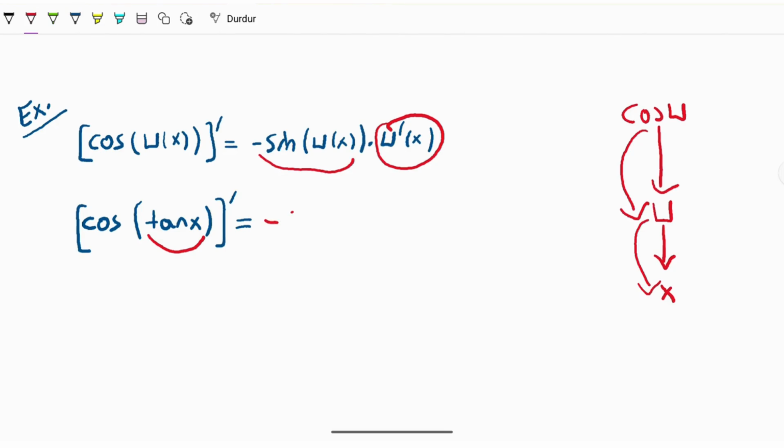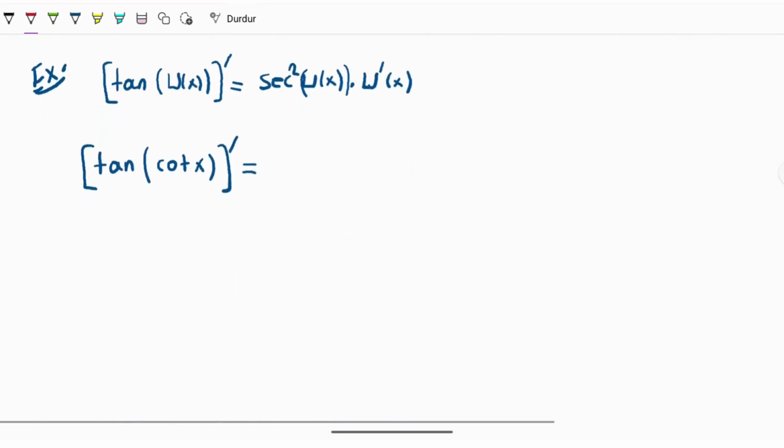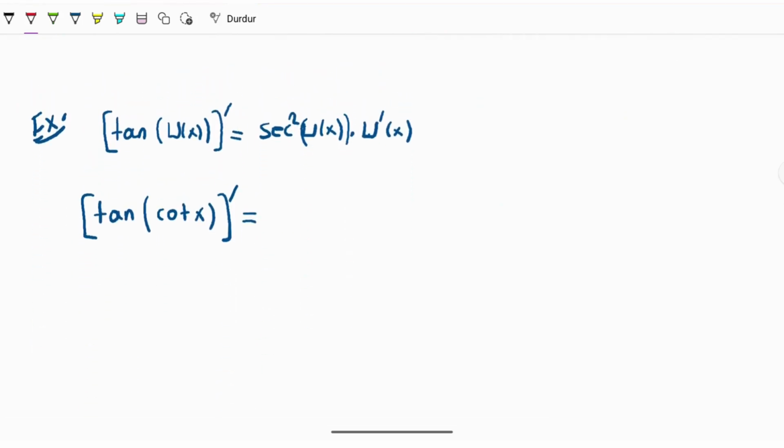So in that case, we write minus sine of u of x, where u is tangent x, times the derivation of tangent x. The derivation of tangent x is secant square x, or 1 plus tangent square x. Let's see the next example. Tangent u depends on u depends on x. By the chain rule, we can write this.